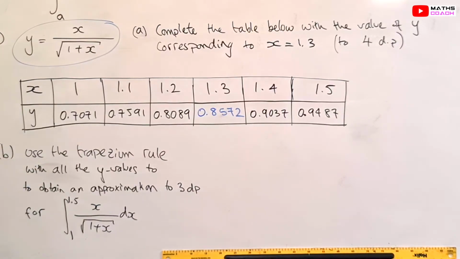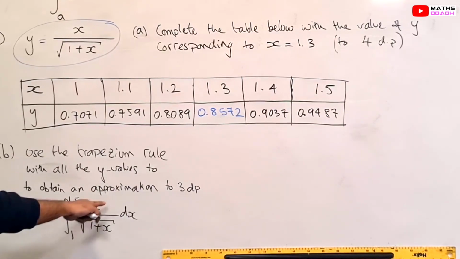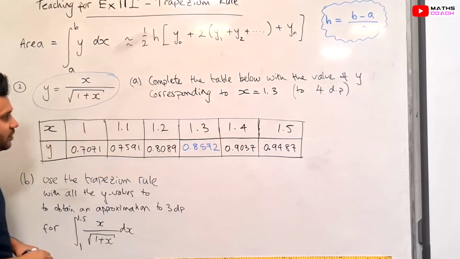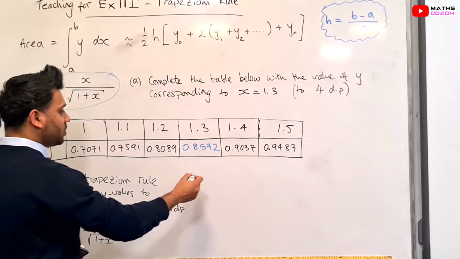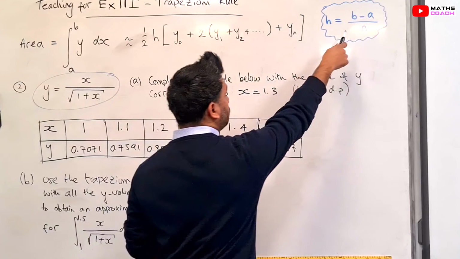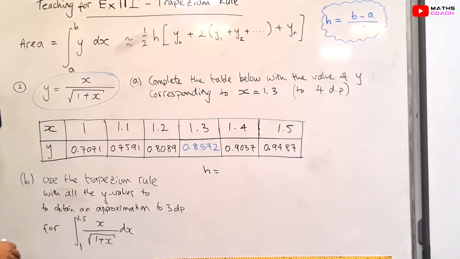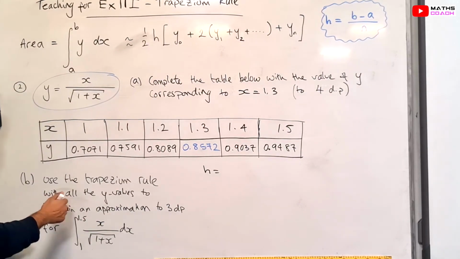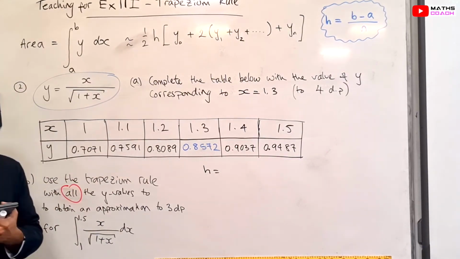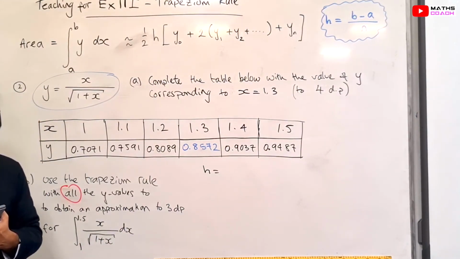Now, use the trapezium rule using all the y values to obtain an approximation for this integration to 3dp. If you look here, we have x equals 1 and x equals 1.5. Now, if you look at the trapezium rule, we need to work out what the h, the height of the trapezium, is. The height of the trapezium is given by this formula, b minus a over n. What you notice is that we're not given the number of strips to be used. All it says is use all the y values in the table to find an approximation for the area. So how do we work out the height of each trapezium without knowing how many strips to use?